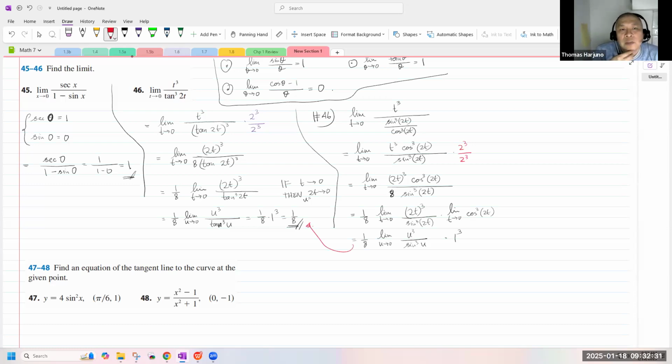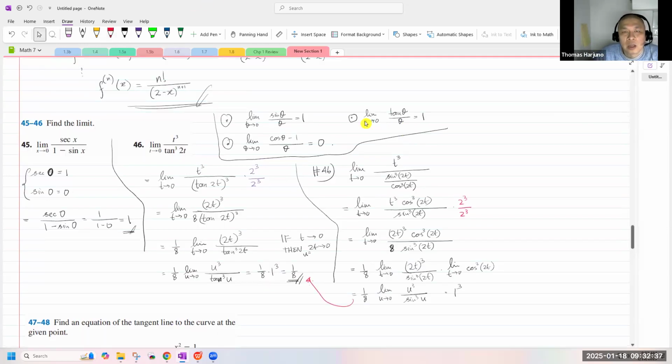You can use the first method I gave you earlier, of course, by knowing the limit as x going to 0 of tangent x over x equals 1. Or you can also use number 46, but you need to show how you change the t cubed to 2t being cubed, such that it matches the argument of tangent, the argument of sine. When we say argument, it is this one, the angle. Okay, we call that the argument.